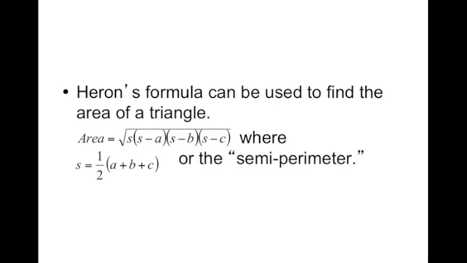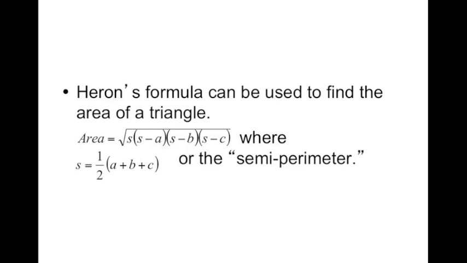There are two parts of the formula. The first thing you need to find is S, which is called the semi or half perimeter. Perimeter means add up all the sides. So we're going to add up all the sides, find out what half of that is. Then that becomes S in that big square root formula.